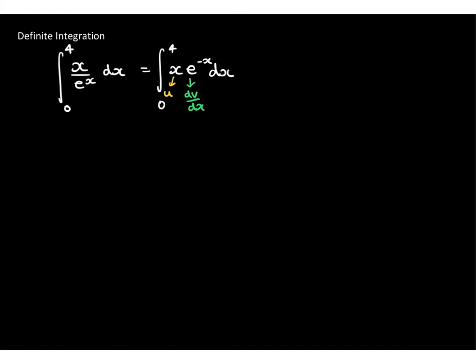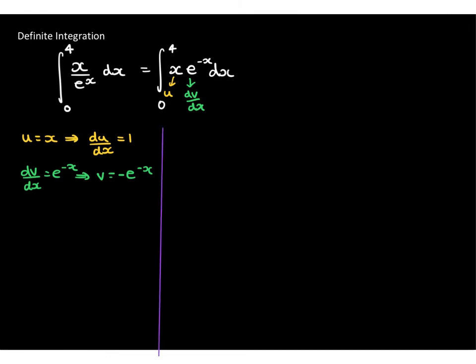So let's set everything up. U is equal to x, which gives me du by dx is equal to 1. And then dv by dx is equal to e to the negative x, which gives me v equals negative e to the negative x.